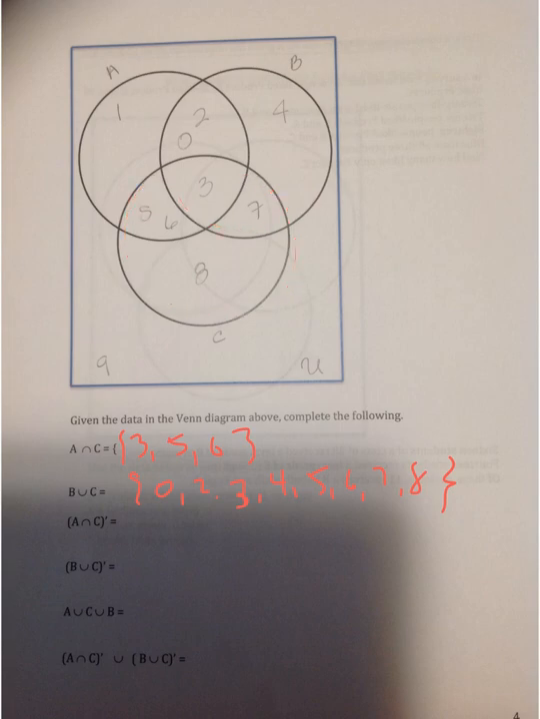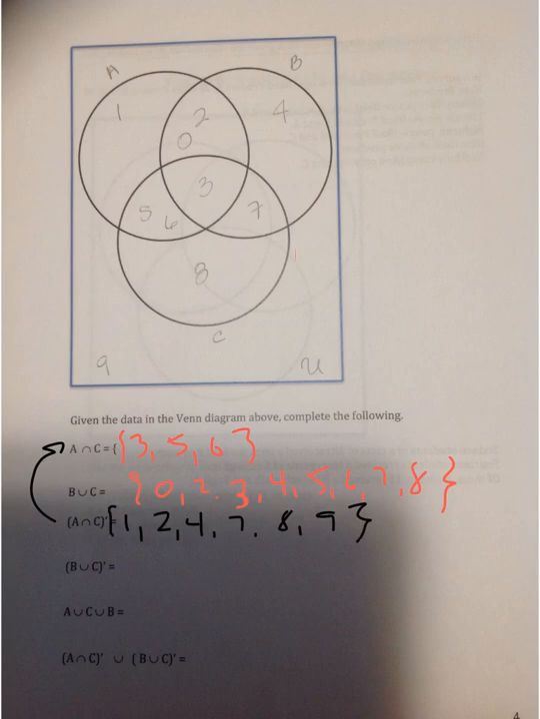Next question is asking for what is not in the intersection of A and C. So what's not in the intersection of A and C? So basically look up here and write all the numbers that aren't written there. So that would be 1, 2, 4, 7, 8, and 9.